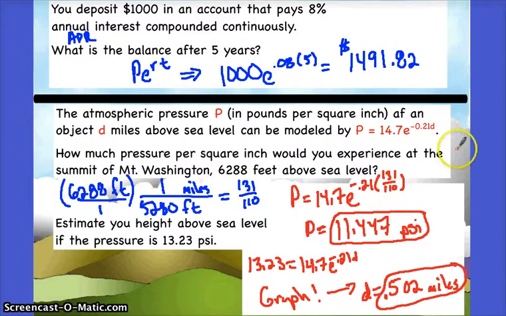Hope that helps you understand exponential growth and decay a little bit more as well, by using it in a continuously compounding way, or using that letter e, Euler's number, to help ourselves solve graphs.